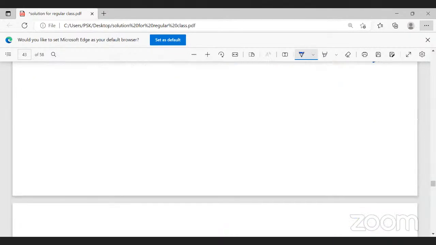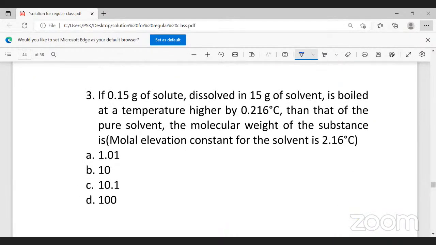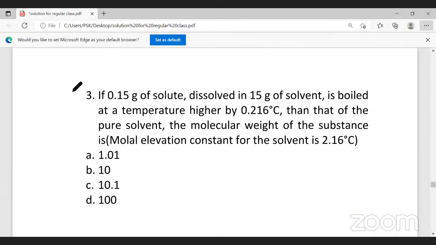The next question. Now, if 0.15 grams of solute dissolved in 15 grams of solvent is boiled at a temperature higher by 0.216 degrees Celsius than that of the pure solvent, find the molecular mass of the substance. It is the same question. They have framed it in a different way.